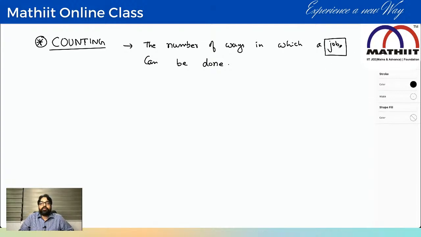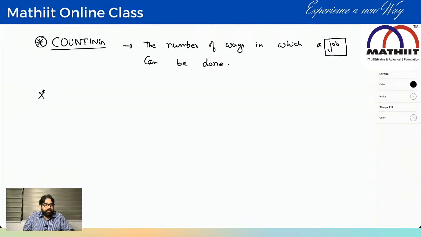99% of students fail to identify this. This is the main thing. What exactly is the job in the question? That's what you have to identify, and then you just have to count it. For counting, we'll learn different formulas: n factorial, NPR, NCR. All these will help you with counting. But the basic job is counting only. That particular job can be done in how many ways, that's the meaning of counting.